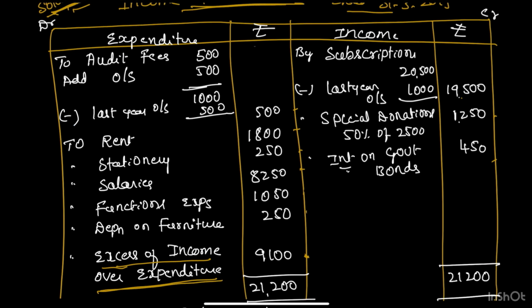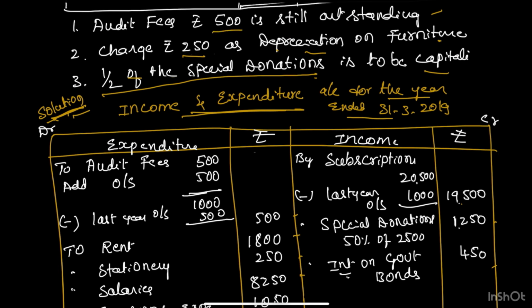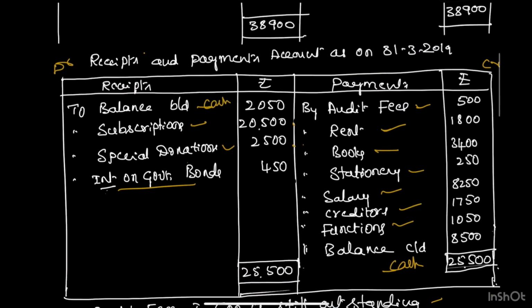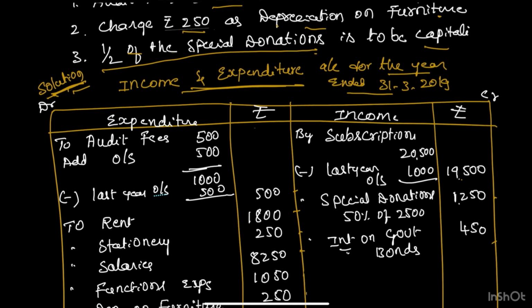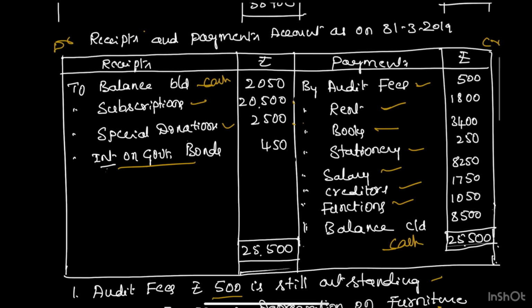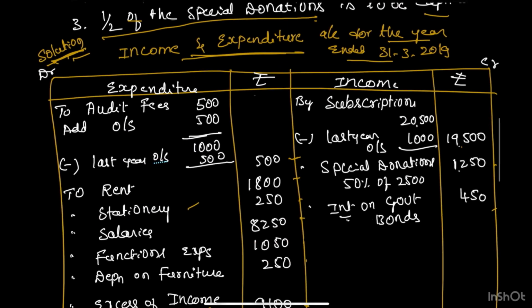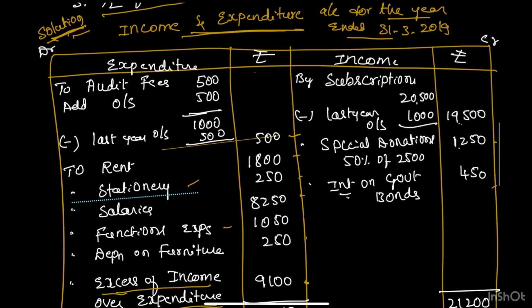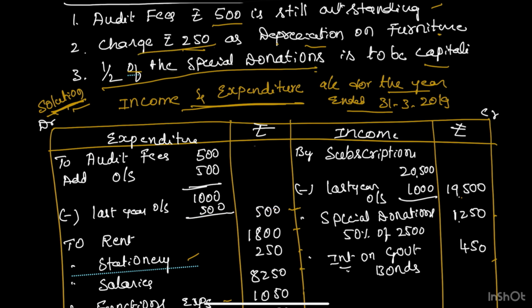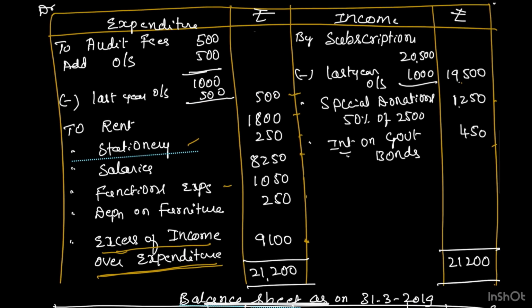Let's take the expenses. Audit fees, and there is an outstanding for the current year. The last year outstanding, which is given in the balance sheet, is to be subtracted, so the net amount will be taken. Rent paid during the year, stationery expenses, all these given in the receipts and payments are to be taken here. Functional expenses incurred during the year, and depreciation as provided in the problem, 250, is taken on the debit side.